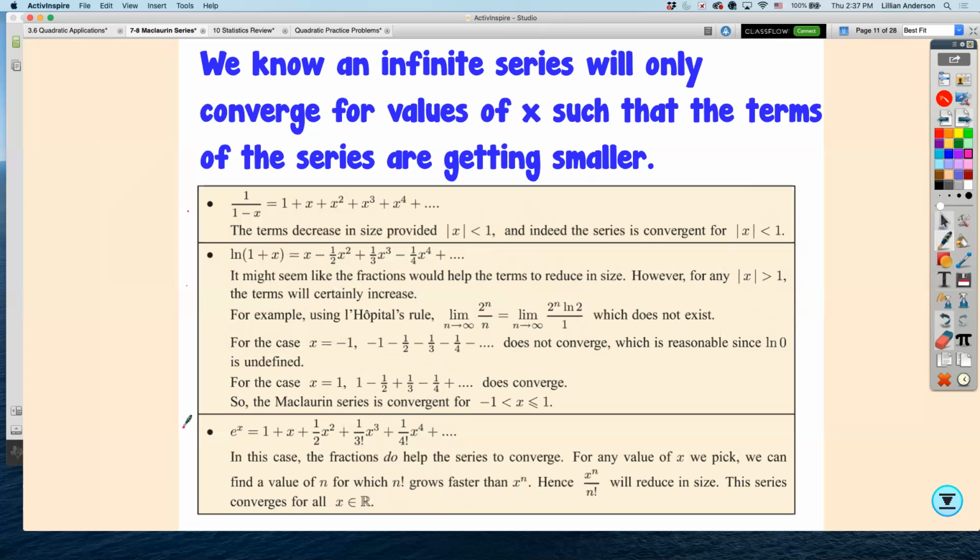If x was anything larger than 1, as we square it, as we cube it, as we raise it to the 4th power, it's going to do nothing but continue to get bigger and bigger and bigger.